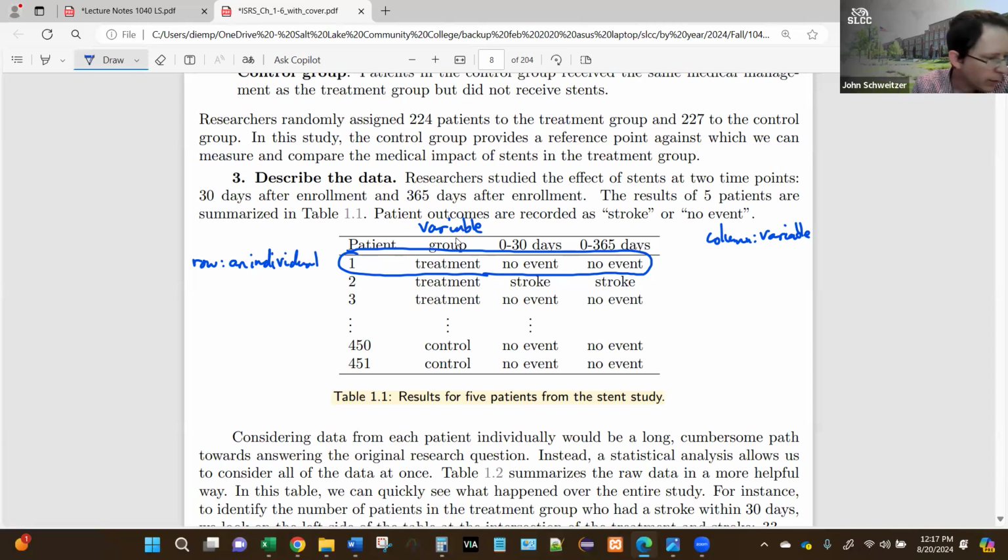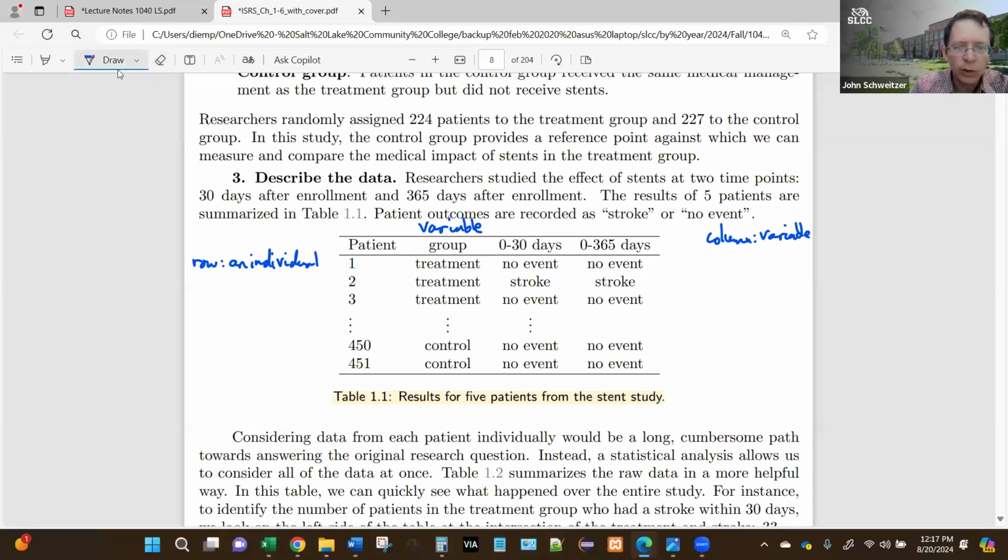Then we have the 0 to 30 days, so we have the outcome for the first month. For this first patient, they did not have a stroke in the first month. And in the final column, this is the first year. They also did not have a stroke. So that's good. That first patient got the stent and did not have a stroke.